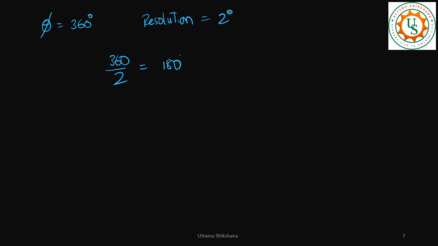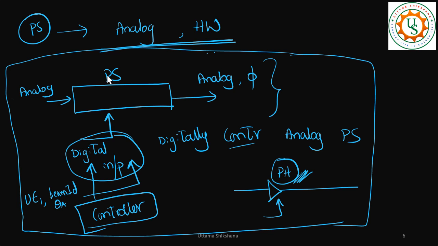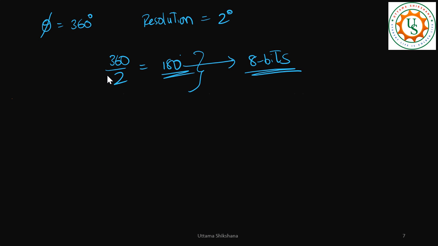So 180 inputs are required, which means how many bits are required to represent 180? We need 8 bits. So 8 bits data could be an input to this phase shifter, so that we can implement this entire 360 degree, but with the resolution of 2 degree, which means we can implement 0 degree, 2, 4, 6, 8, like that. Okay, so 1 degree would not be possible in this case, but if we want 1 degree, then the resolution we need to change.